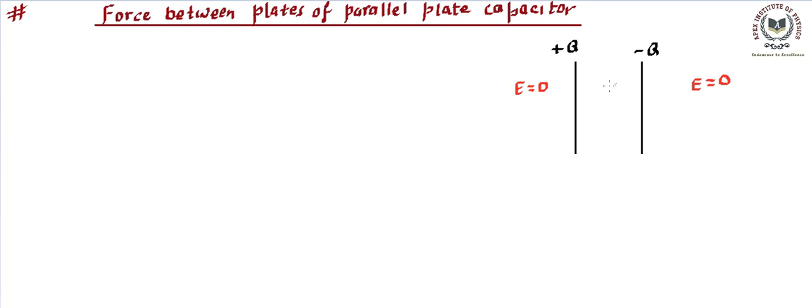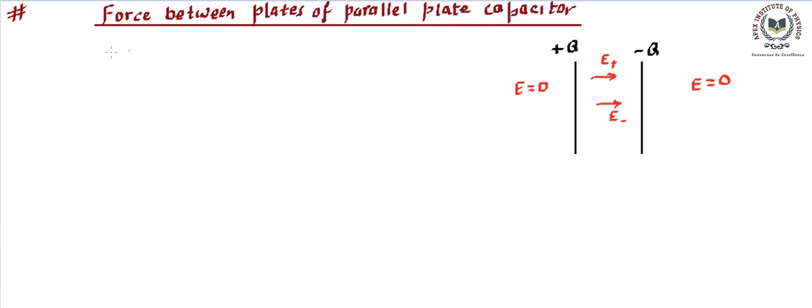What is the field in between? In between, because of the positive plate, the field is going to be in this direction. So this is the field because of the positively charged plate. Because of the negatively charged plate, it is towards the negative charge, so the other field is also in the same direction, that is E because of the negative charge. Hence the total field in between is the sum of this value and this value.